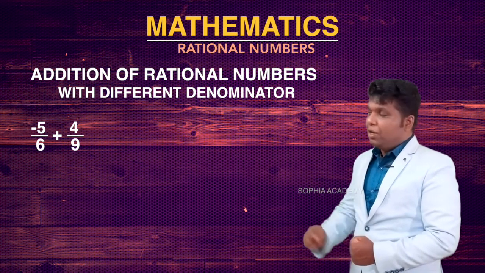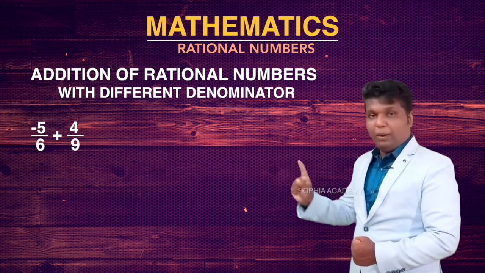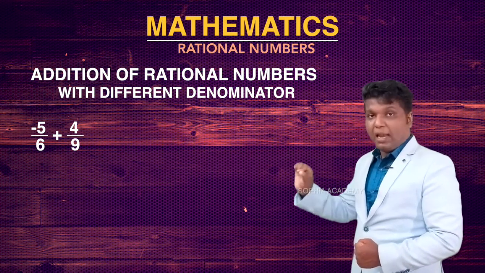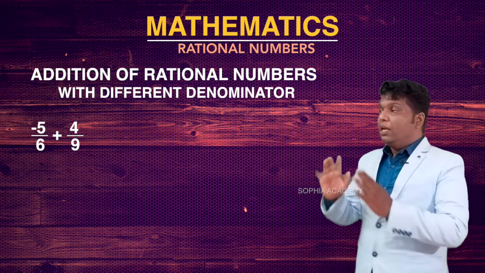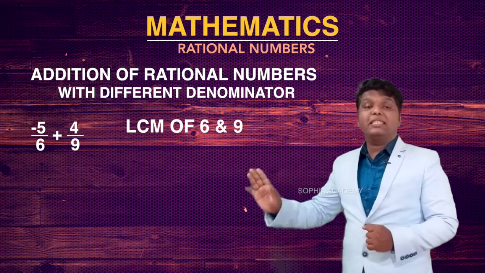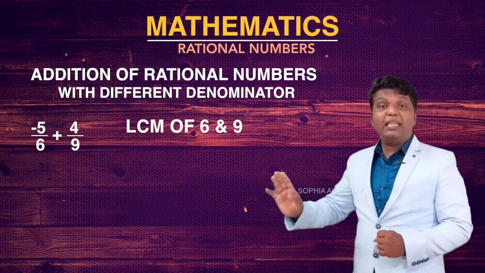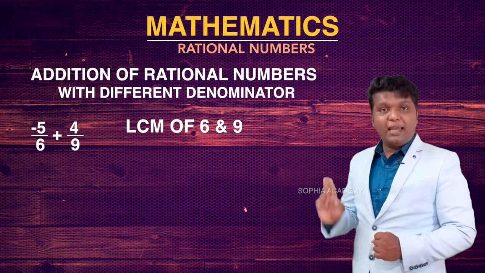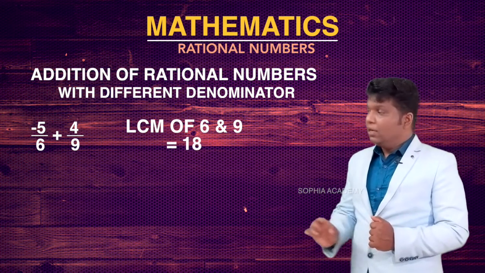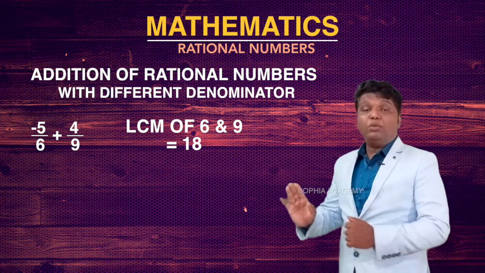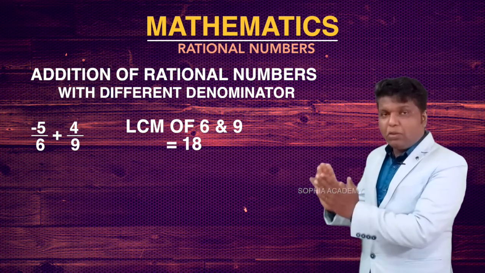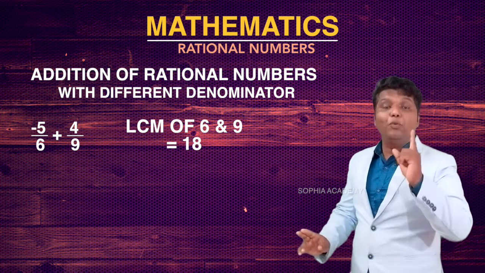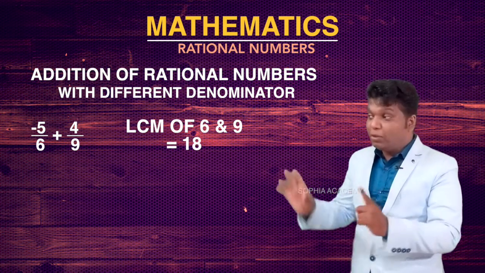So how to bring them? First of all, you have to choose the denominators which are given already. Here 6 and 9 are the numbers lying on the denominator part. So you have to take the LCM of 6 and 9. That's the first thing. And now the LCM of 6 and 9 is 18, right? So what you have to do? You have to convert both of these rational numbers in such a way that the denominator will be 18.